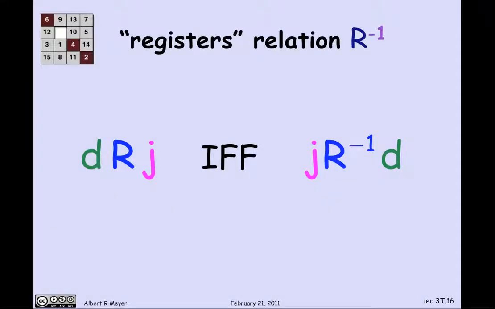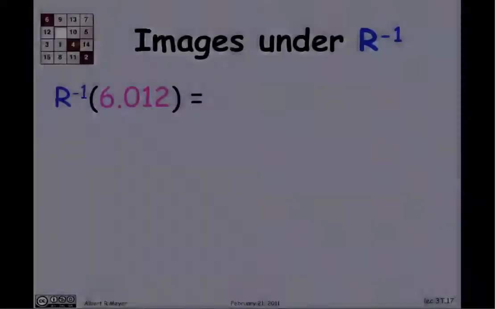And now I can apply the definition of image to R inverse in a useful way. But just to be crisp about what we're doing here, formally R inverse is gotten by flipping the role of the domain and the codomain. So we have that D R J if and only if J R inverse D.